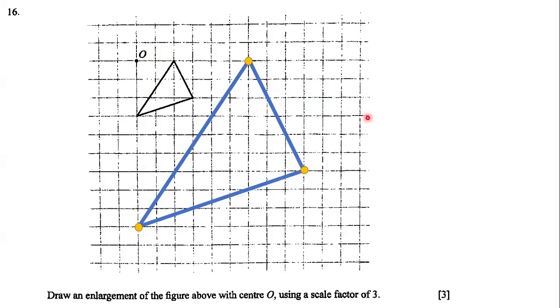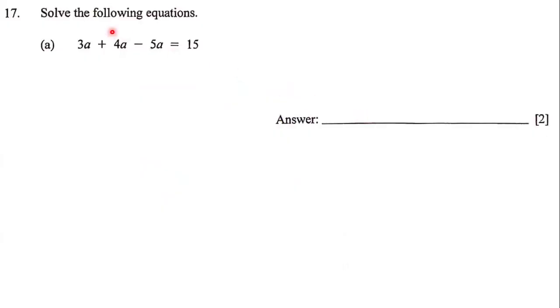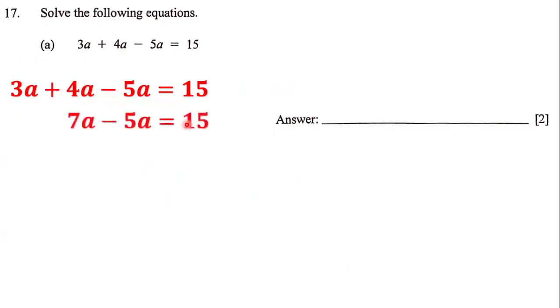Okay, let's move on to the next part. It says solve the following equations. So we have 3a plus 4a minus 5a is equal to 15. Here, we're going to add: 3a plus 4a is 7a. So we have 7a minus 5a is equal to 15. Next, we subtract: 7a minus 5a is going to be equal to 2a. So we have 2a is equal to 15.